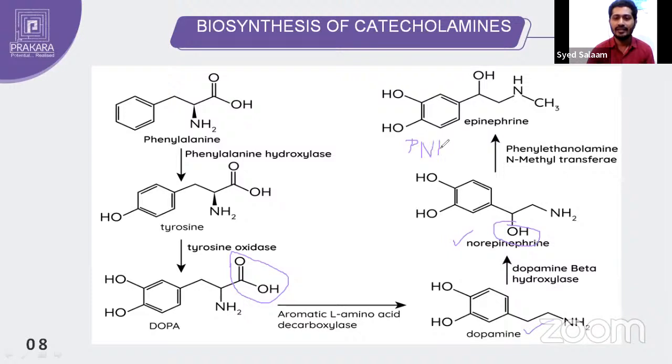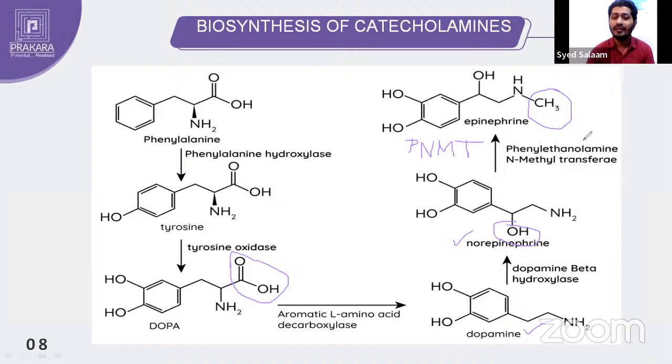PNMT is the abbreviation given for this enzyme, that is phenylethanolamine N-methyl transferase. The difference between norepinephrine and epinephrine is that the CH3 group is there in epinephrine but not in norepinephrine. Everything else is the same. Just a methyl group is extra in that.